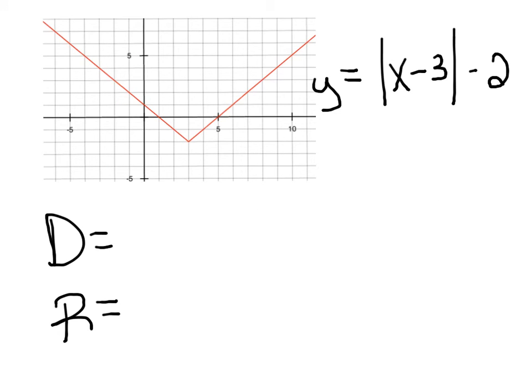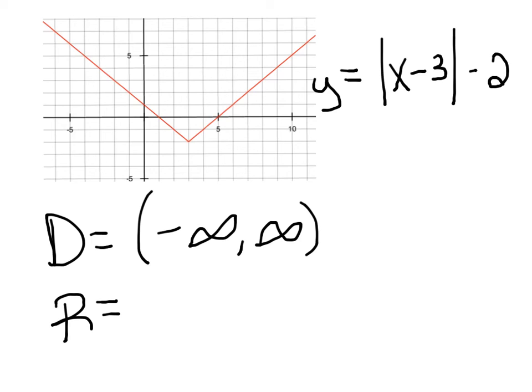This equation also has a domain of negative infinity to infinity. You can tell that by looking at the graph. You can also tell that by looking at the equation. I can plug anything I want in here for x and subtract 3 from it, and then take the absolute value of that and then subtract 2. So again, my domain is all real numbers.